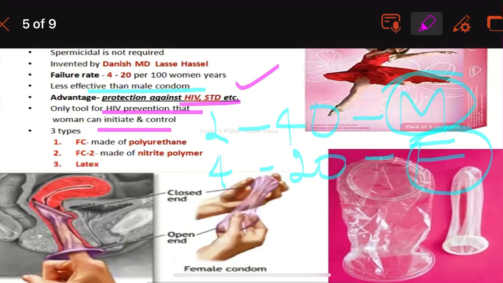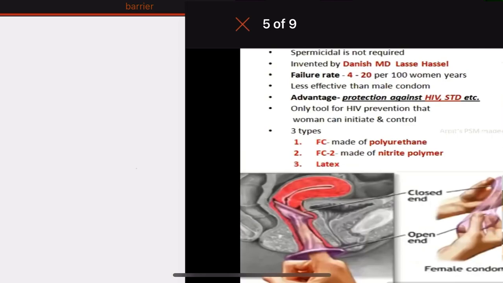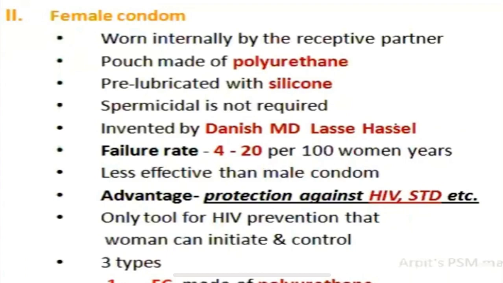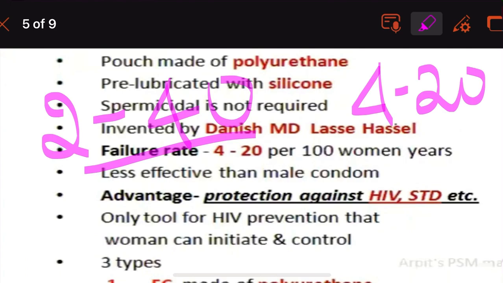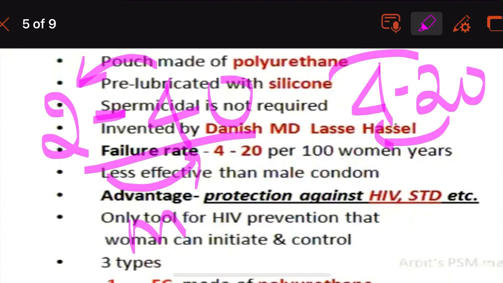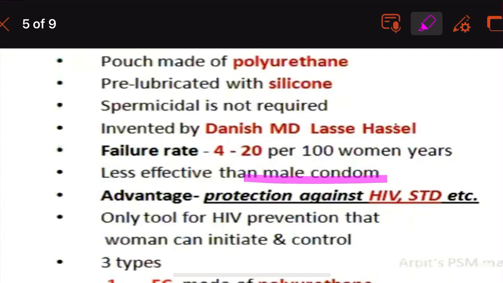Three types of female condoms are observed: one made up of polyurethane, one made up of nitrile polymer, and one made up of latex. So under female condom, what are the important points, guys? It is made up of polyurethane. It is pre-lubricated with silicone. We don't require any spermicidal jelly. Failure rate 4 to 20. Remember, female 4 to 20, whereas in males it is 2 to 40%. It is less effective, the advantages are protection against HIV and STDs, and then the three types: polyurethane, nitrile polymer, and latex.